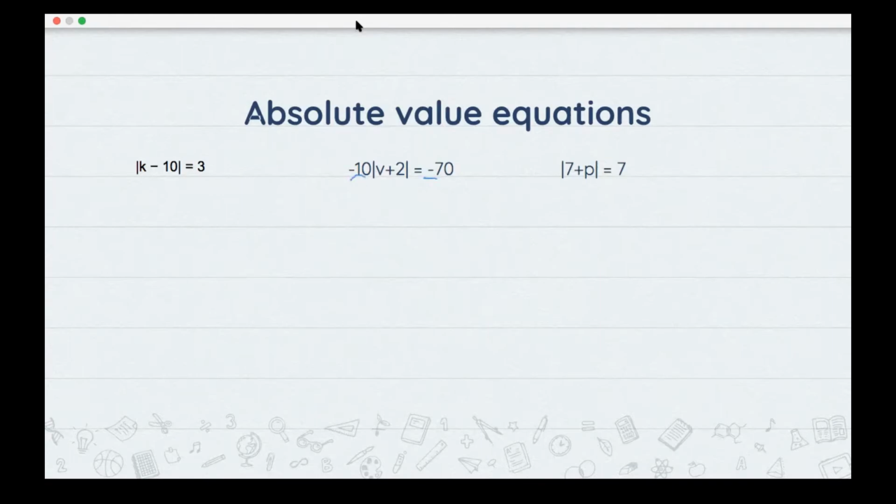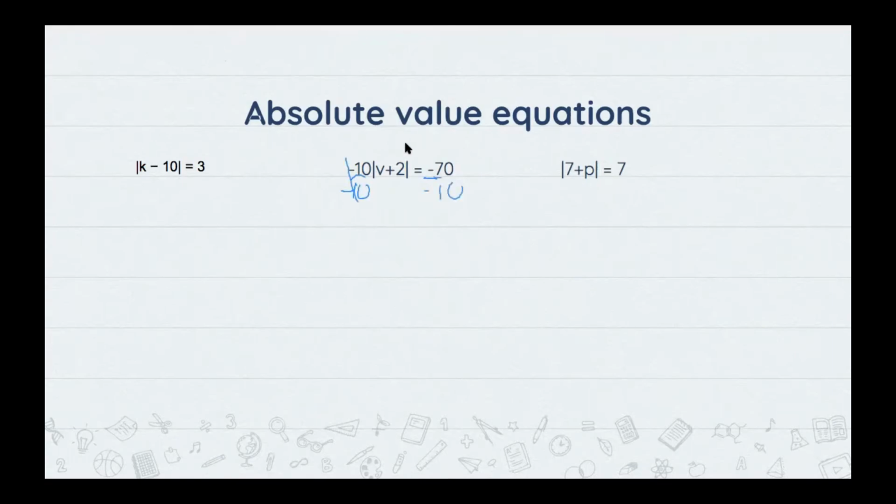So you have to get rid of 10. How you would do that is divide by negative 10. Don't, Caitlin. There's one for positive 70 and one for negative 70. No, we do that later. You have to divide.